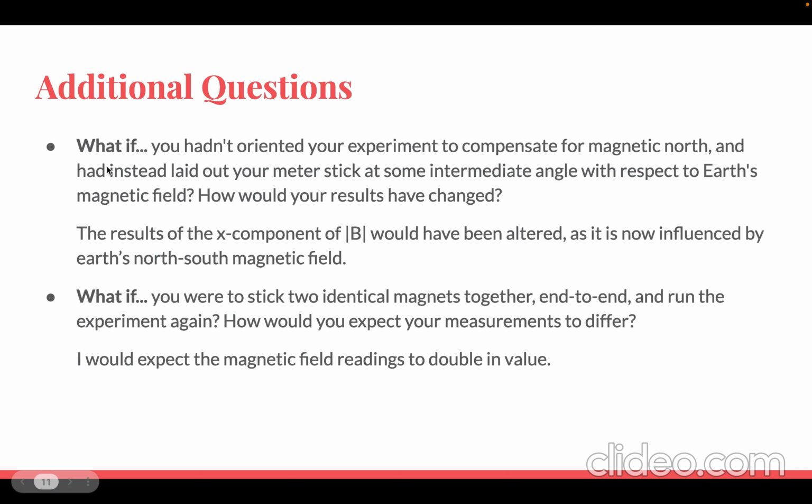So the answer to my what if question is that the results of the X component would have been altered because it's being influenced by Earth's north-south magnetic field if we didn't account for that during our setup. And then another what if question: if there were two magnets, I would expect the magnetic field readings to double in value. Thank you.